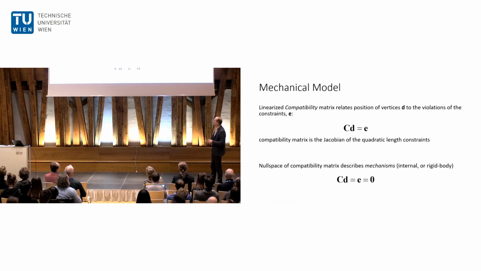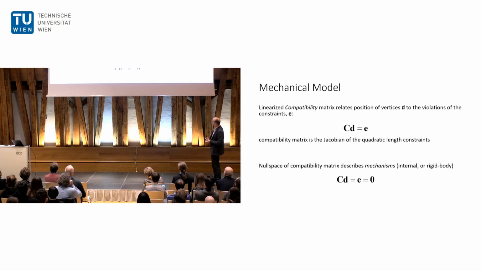engineering calculations, that you linearize the geometry of the structure. You look at a compatibility matrix between D, the deformations of those nodes, and E, the extension of the bars. And it's actually the Jacobian of quadratic length constraints, so it's a straightforward thing to calculate. And if you look for the compatibility matrix where you have a null space, so where can you deform the structure while to first order not changing your length constraints, that gives you some mechanisms, infinitesimal mechanisms of the structure.